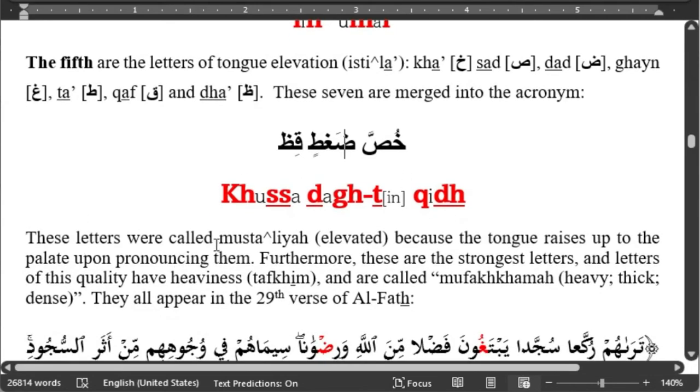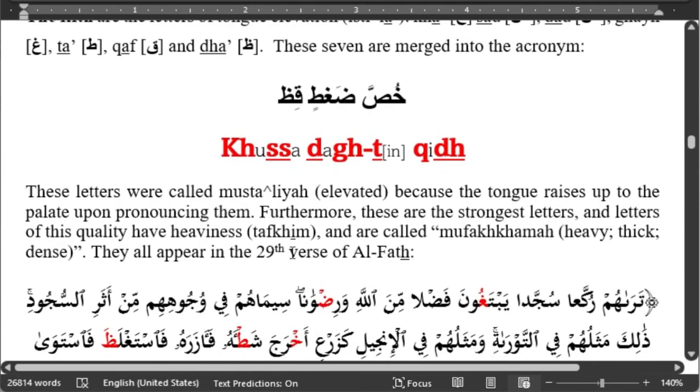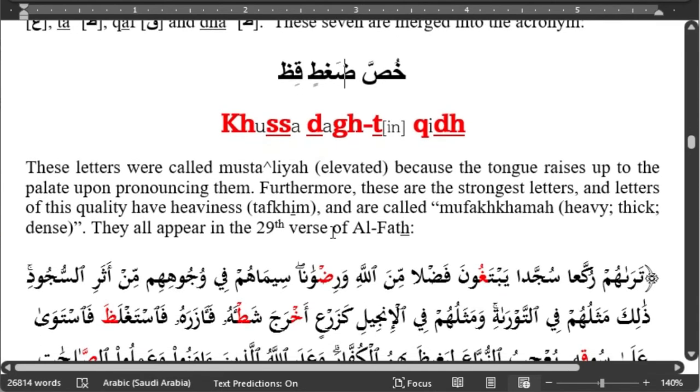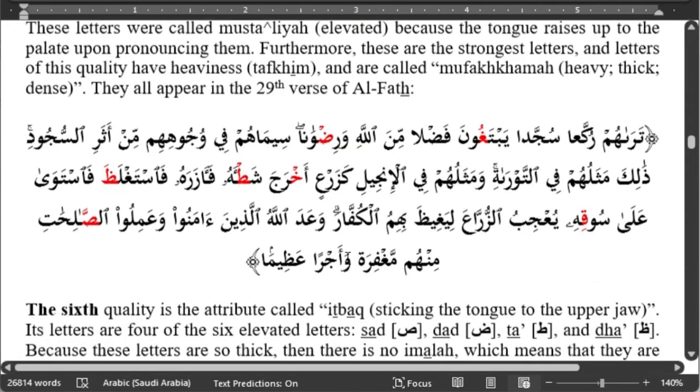These letters were called musta'liya, elevated, because the tongue raises up to the palate upon pronouncing them. Furthermore, these are the strongest letters, and letters of this quality have heaviness, tafkhim. They are called mufakhama, heavy or thick or dense letters. That's that all sound you hear. Kha, sa, ba, gha, ta, qa, va. That's the tafkhim. They all appear in the 29th verse of Surah Al-Fath.